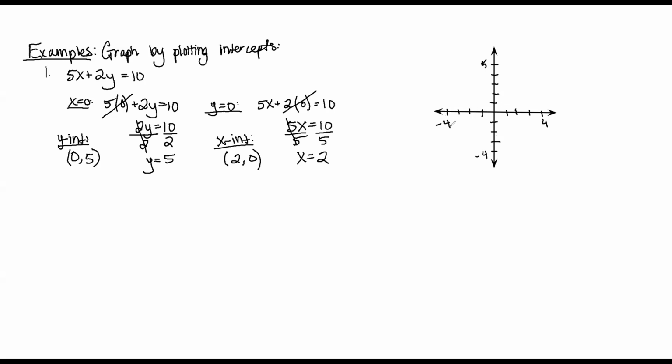And if I plot our points, this is the y-intercept, 0, 5. So that means we're going through the y-axis at 5. And our x-intercept is 2, meaning we're going through the x-axis at 2. And then we can connect these guys. And there we have it. It's our line graphed using the intercepts.